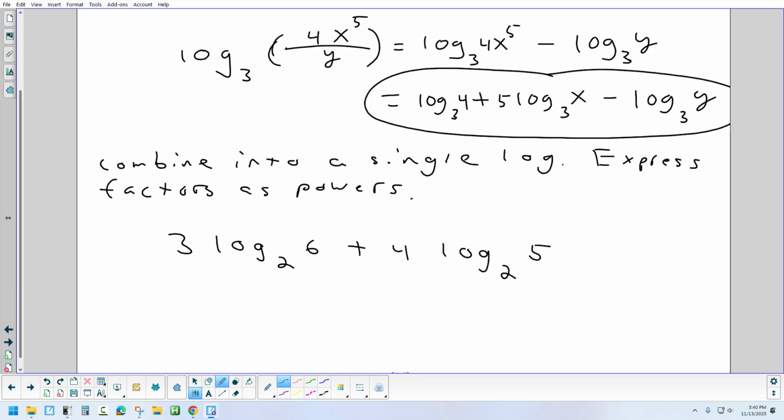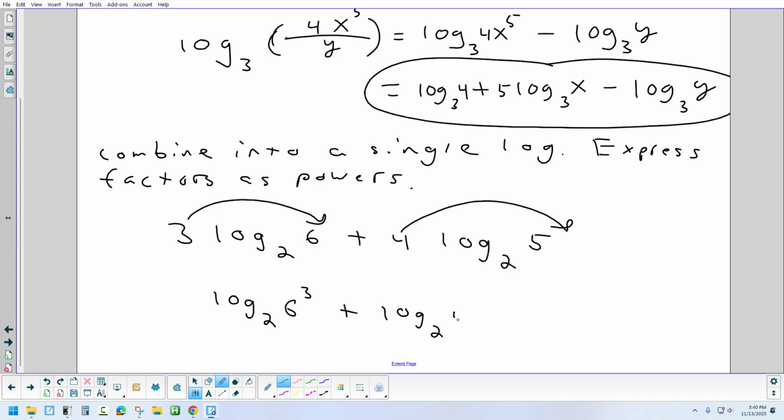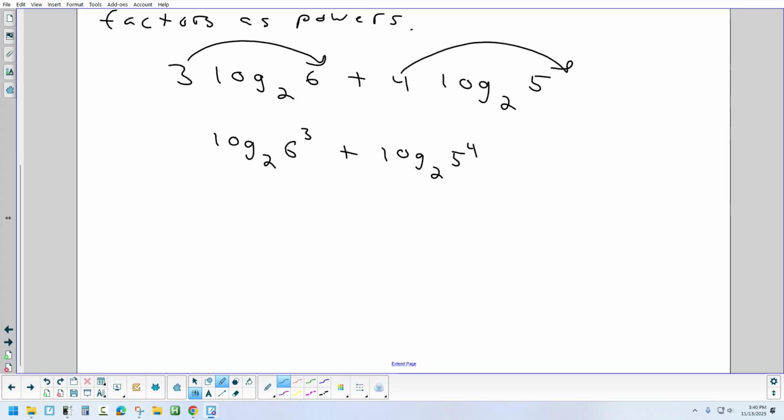All right, and this one is reversed. We're going to combine this into a single log. What's the first thing we would have to do here on each log? Give the arguments their powers. Yeah, take the argument and put the 3 back as the power, and take the 4 and put that back as the power. So we're going to have log base 2 of 6 cubed plus log base 2 of 5 to the 4th.